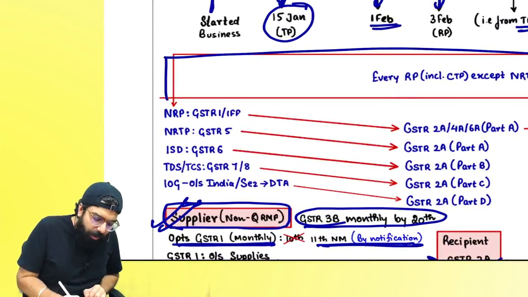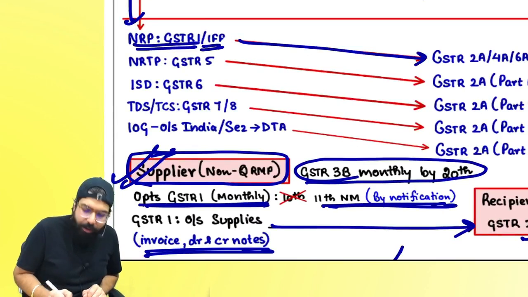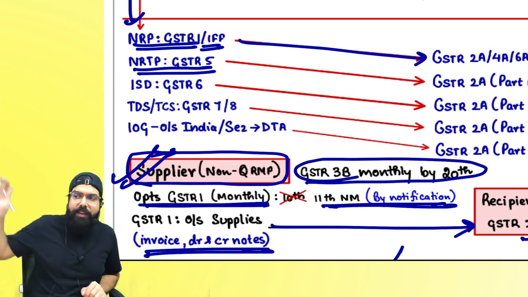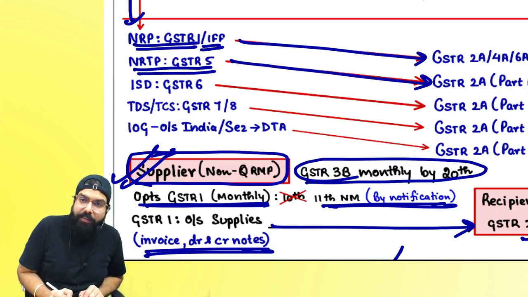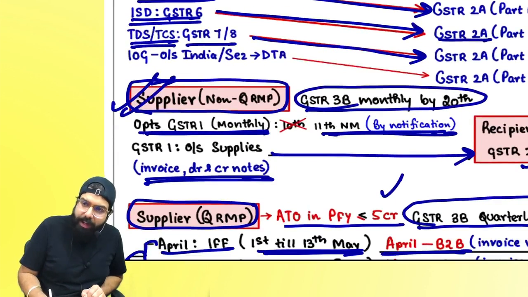Sir, GSTR 1, how does it happen? People will go ahead and show in GSTR 1, or they will use invoice furnishing facility. It will come in your GSTR 2A. People will go ahead and file their GSTR 5. That will also come in your GSTR 2A. People will go ahead and file GSTR 6 ISD. That will also come in your GSTR 2A. TDS, TCS return, they will file. Then it will come in your GSTR 2A.